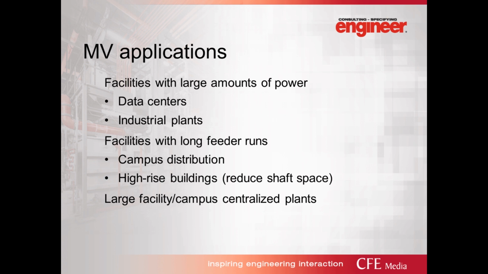High-rise buildings, the older smaller high-rises, such as in New York, used to have 6 transformers sitting outside of the vault. They'd come in at 480 and then have these huge 4,000 amp busway risers going up the building. A lot of times now you'll see the medium voltage being run up. It's a much smaller shaft space required. So anything that has those types of things or a centralized plant will be good for medium voltage.